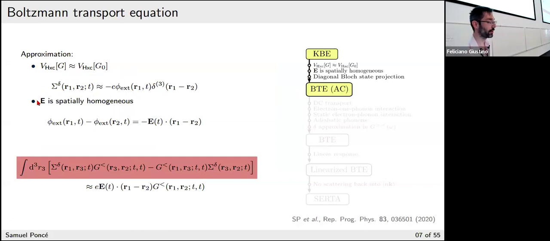If you then consider that the applied electric field is homogeneous in space, so this is not an approximation, let's say in many experiments you apply a very macroscopic electric field, so it sort of makes sense. And then in that case, you can express this in terms of the applied electric field and the position. And then this term reduces to a simpler form in which you have the electric field, the position, and then your lesser Green's function.